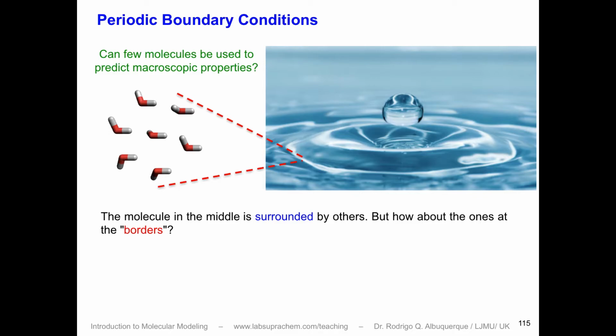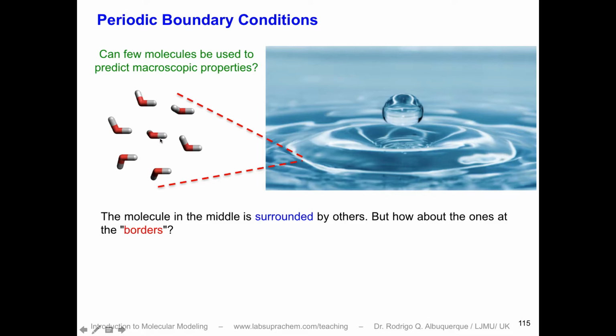Let's try to predict the properties of macroscopic systems. Let's imagine we have a macroscopic system here. It's the water on the right side, and we are trying to represent the macroscopic system by few molecules, showing on the left side. Can you predict macroscopic properties by just using few molecules?